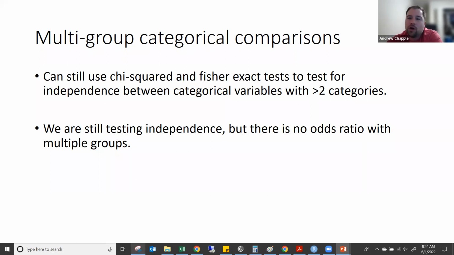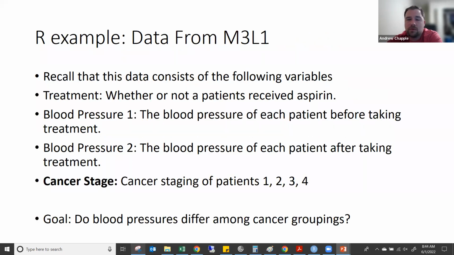Multi-group, I can still use chi-squared tests and Fisher exact tests for independence with categorical variables with more than 2 categories. There's just no odds ratio whenever you have multiple groups. Okay, so let's look at an example data set. I've got this data set M4L1 that I'm going to upload. This data consists of treatment, which is whether or not patients received aspirin, blood pressure 1, which is the blood pressure of each patient before taking treatment, blood pressure 2, which is blood pressure for each patient after taking treatment, and cancer stage, which is 1, 2, 3, or 4. And the goal is to know, do blood pressures differ among cancer groupings?